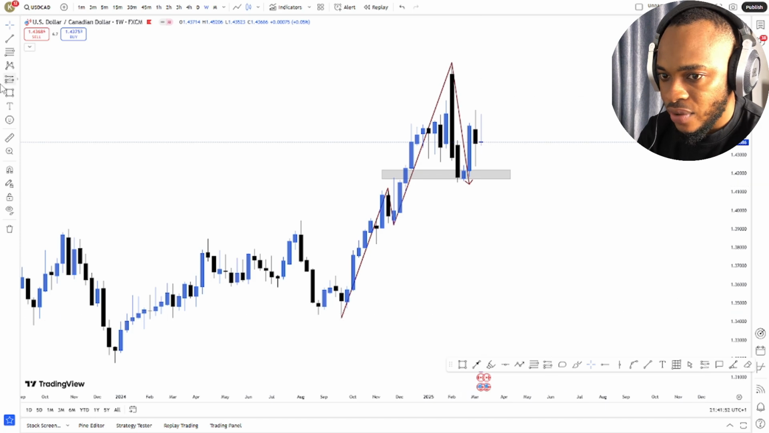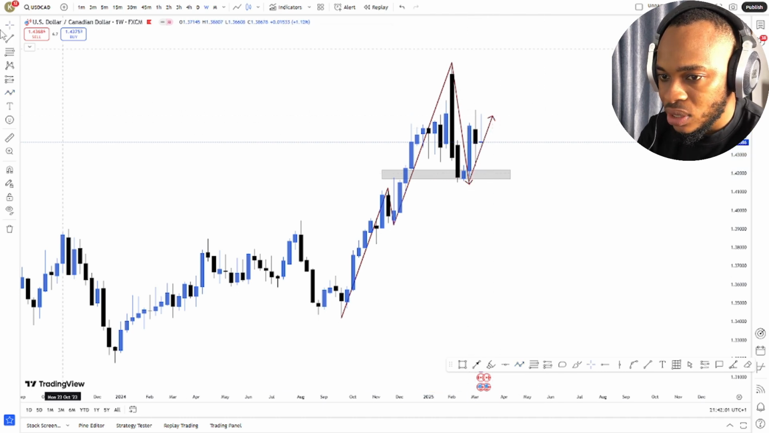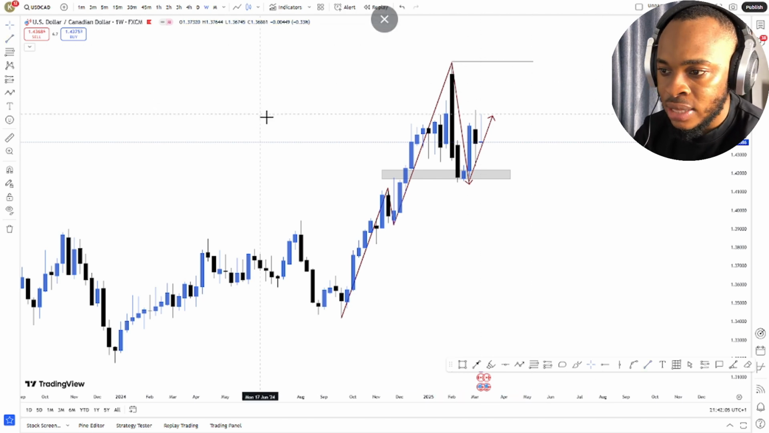So we retrace to a fair value gap, and then where are we headed to now? The previous week candle was so bullish, and that reaction is powerful, so we are most likely headed here. That is it. Do you see that? So it's clear that we are going up on weekly.